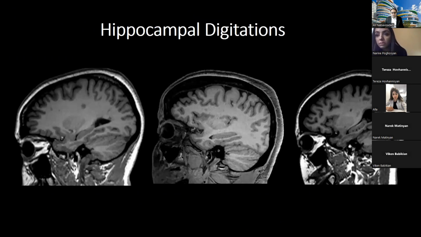Hippocampal digitation when you're reading patients with epilepsy. The contour of the hippocampus could be variable between patients. In some patients, it's smooth. In some patients, you see some undulations, and in some patients, you see a lot more undulations. This is part of the normal spectrum of variations.